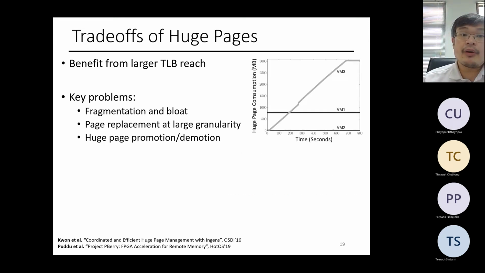And also the promotion and demotion policy is a big problem, as shown here in this plot, again from the Ingens paper. You run 3 VMs over time, and you can see that the huge page consumption is only going to VM3. It's quite unfair.